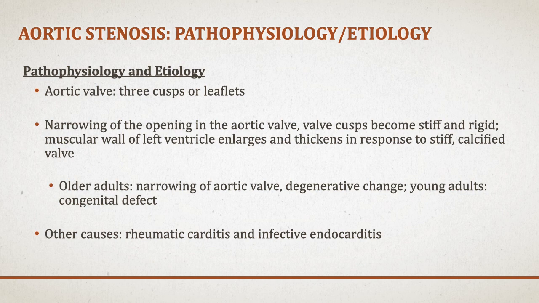So this is just a layout of the aortic stenosis rather than a visual. As you see, it's the narrowing of the valve. Lots of times you may see it in your older adults. It can be a result of degenerative changes as a result of aging. In our young adults, it's a congenital defect that you may see with your Marfan patients, or it can be a cause from an infection like the rheumatic carditis or the infective endocarditis.